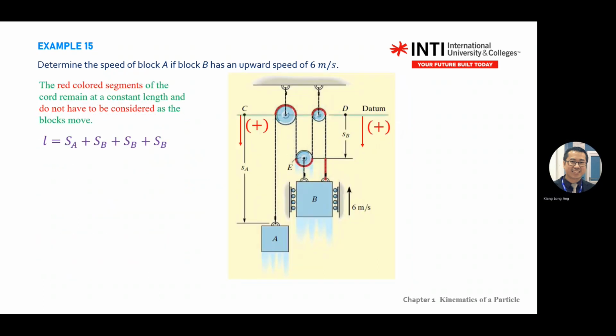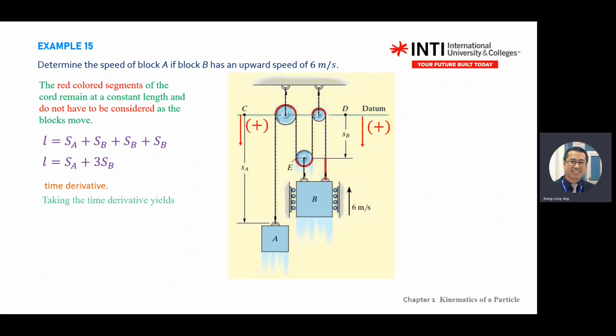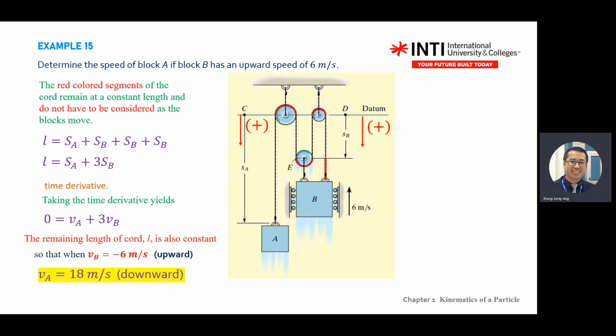Okay. So we add all. L equal to SA plus 3SB, which is correct. Then you do time differentiation. You get 0 equal to VA plus 3VB. You get minus VA equal to minus 3VB.